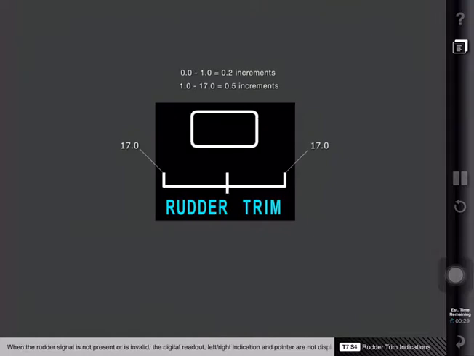When the rudder signal is not present or is invalid, the digital readout, left-right indication, and pointer are not displayed. When the rudder trim is inoperative, the digital readout is replaced with an X. Additionally, the box, the X, and the pointer display amber. The pointer will remain on the scale at the last known trim position.